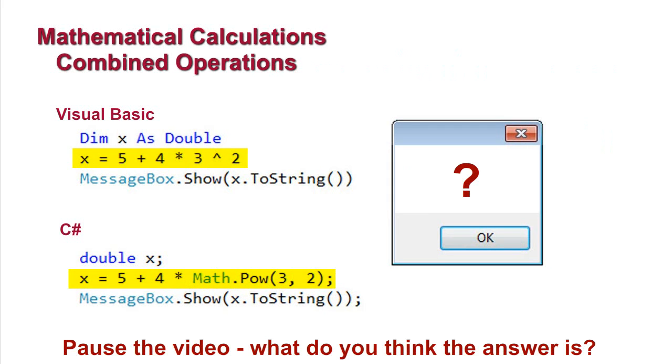Now, a lot of times in doing calculations, we're going to combine operators. And so in the Visual Basic example here, I have x equals 5 plus 4 times 3 raised to the power of 2. And the same thing written on the C# side: 5 plus 4 times 3 raised to the power of 2. What I'd like you to do is just pause the video here for a second and see if you can calculate what that answer should be.